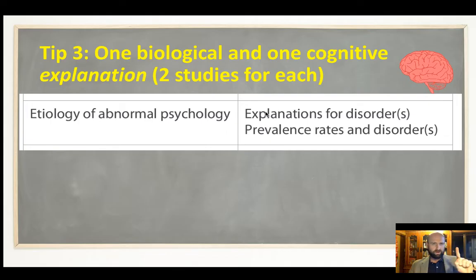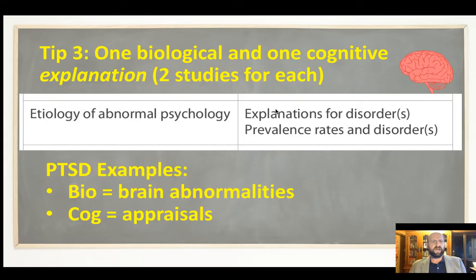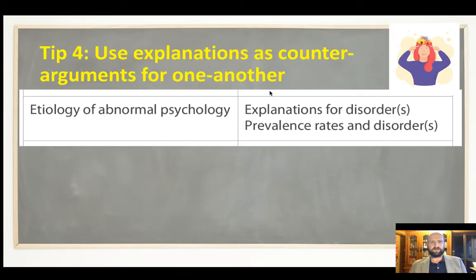Make sure you've got 1 biological and 1 cognitive and 2 studies for each. Now, what about sociocultural, you might ask? Well, we'll get to that later. I'll show you why you don't have to worry about that for explanations just yet. But make sure you've got 2 for each. For example, PTSD. The biological explanation I would encourage my students to use would be abnormalities in the brain. And for cognition, we look at appraisals. And then making sure we have 2 studies to support each of those.